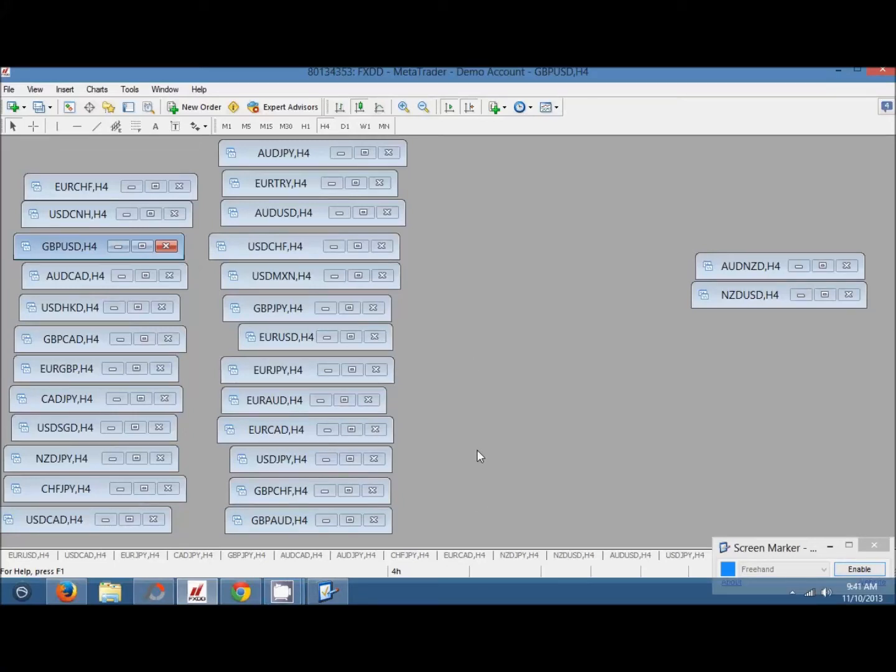Today I'm bringing you the week ahead for the week of November 10th through the 15th. We have about 6 currency pairs that we're going to be looking at in the week ahead for this week. The first one, we're going to have 2 on the 4-hour charts. So the first one on the 4-hour chart is Australian dollar, New Zealand dollar.